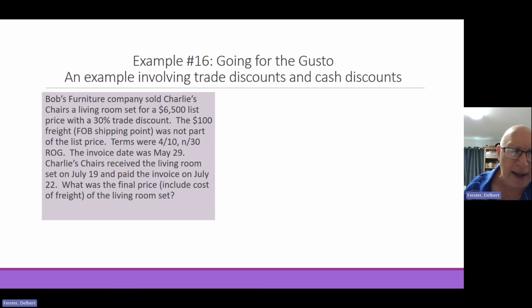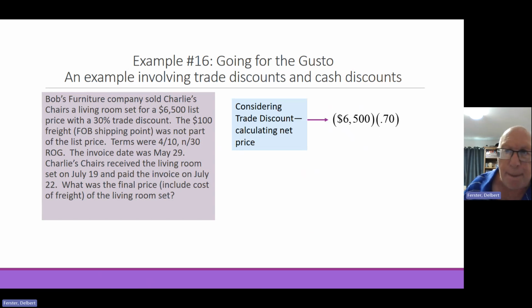It's going to have both a trade discount and a cash discount, and you can read the problem. You've got a freight charge to be careful with. Remember, no discounts on freight. The terms initially are 4/10, net 30, for payment on receipt of goods. So it's a $6,500 list price, 30% trade discount. Let's find out the impact of the trade discount. We're going to find our net price. We're going one shot: 30% off, we're still paying 70%. So you guessed it, the net price on that is $4,550.